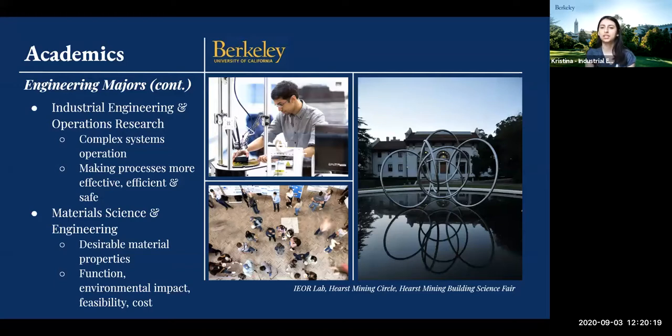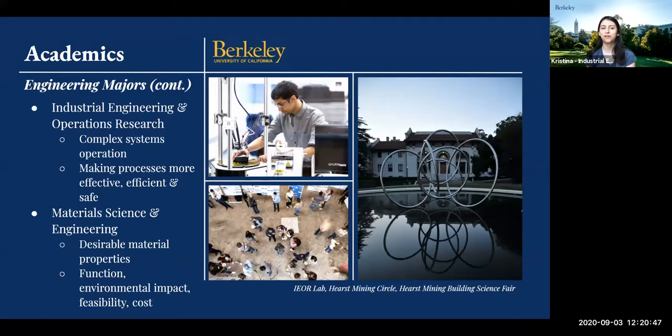So you'll be able to, for industrial engineering, and then also for material science and engineering, go to fairs and seek opportunities for research, internships, and then jobs after graduating there. The material science and engineering major focuses on desirable material properties, function, environmental impact, feasibility, and cost. So a lot of the classes that these students take are not math-based.